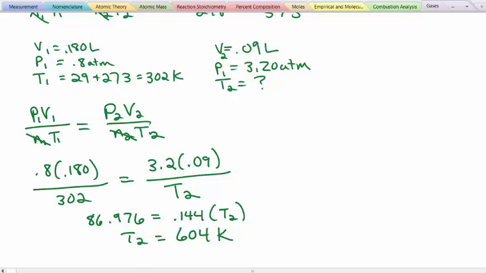You can work other examples, but they basically all work the same way. The key thing is recognizing that you have conditions that are changing, and so you're going to use this equation, marking out anything that is being held constant in the problem.